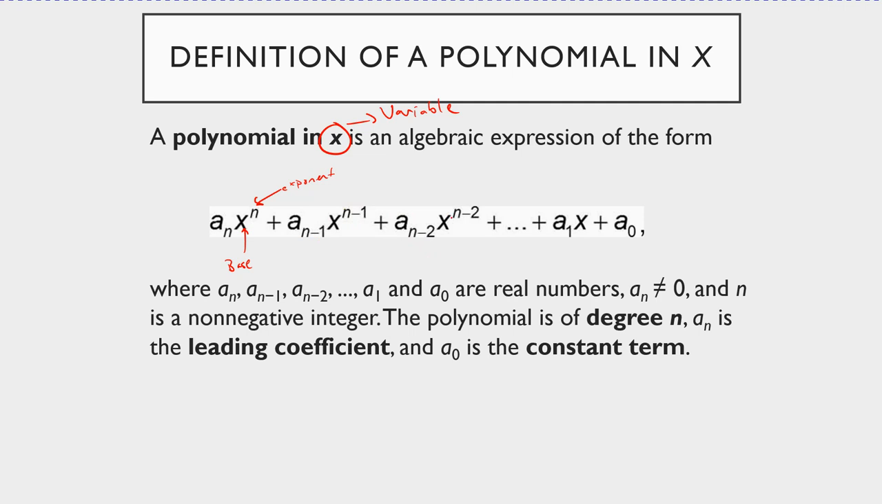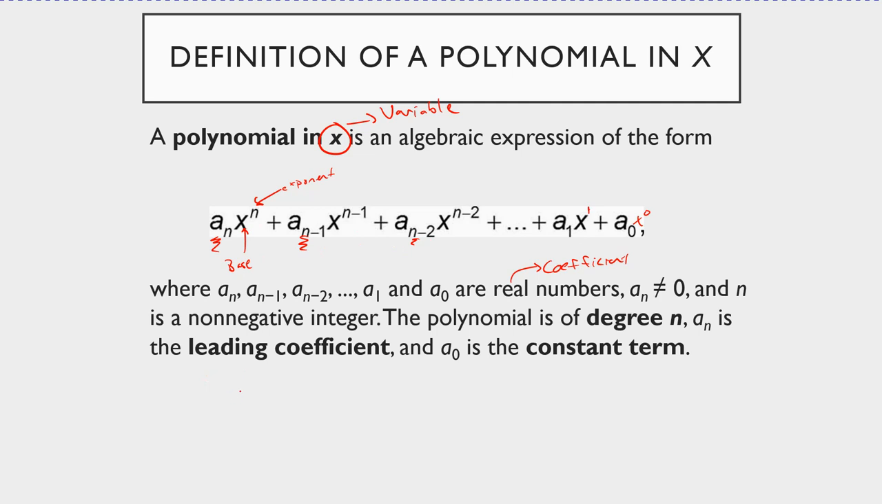So a sub n minus 2 times x to the n minus 2 power, plus all the way down to a sub 1 times x, this is really x to the 1 power, plus a sub 0, and this you can think about as times x to the 0 power. Remember, anything to the 0 power is just 1, okay? All right, so where a sub n, a sub n minus 1, a sub n minus 2, down to a sub 1 and a sub 0 are real numbers. Think about these as coefficients of these individual terms. So these are just real numbers, okay?